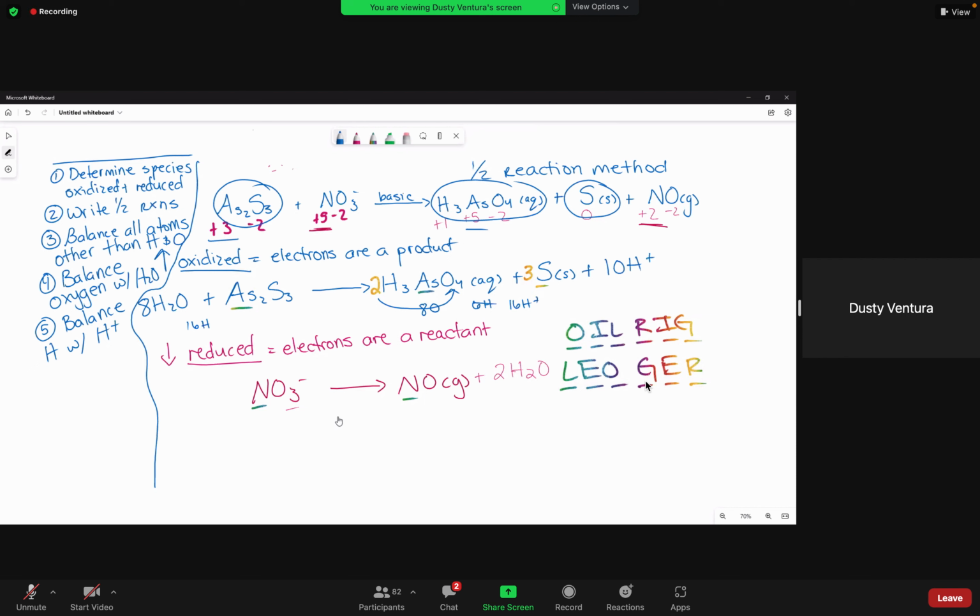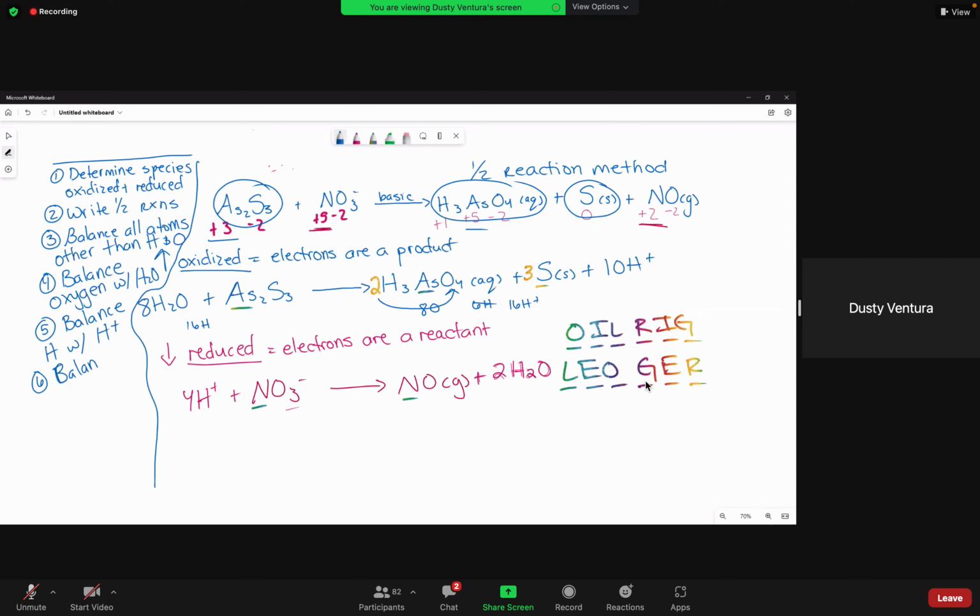And then on the bottom reaction, I have added in 2 waters, which caused 4 hydrogen to come into the game. So I need 4 hydrogen on the left. Now we're going to start to balance our electrons. This is the point at which you might determine how many electrons were transferred in the reaction. If Mark asks you that, this is how you figure it out.